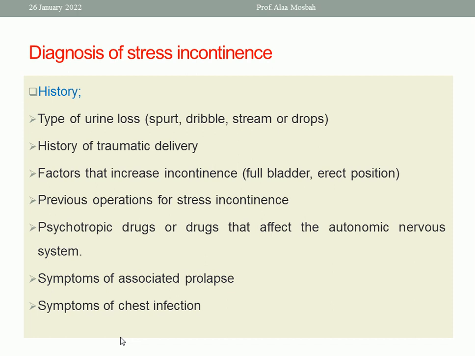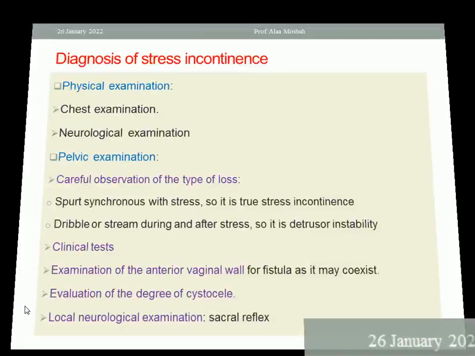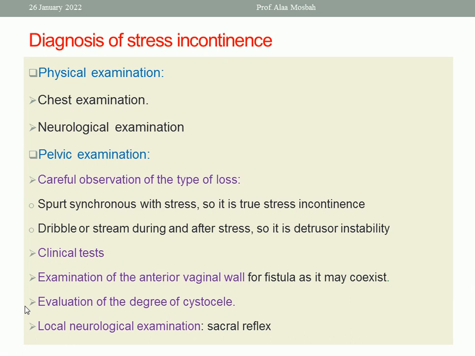Is the patient receiving certain drugs like psychotropic drugs or drugs that affect the autonomic nervous system, because they may be an etiology. Any symptoms of associated prolapse like swelling at the vulvar region, heaviness and so on. Any symptoms of chest infection, like cough and so on, which will cause an increase in intra-abdominal pressure.